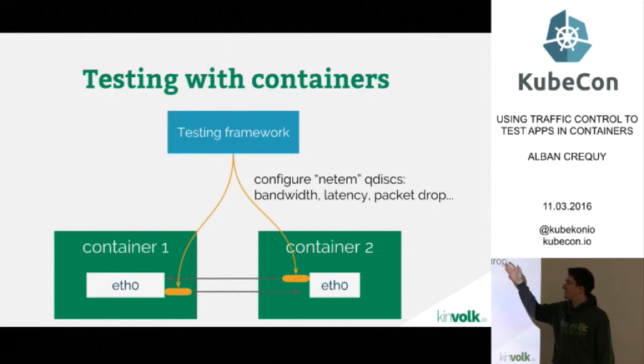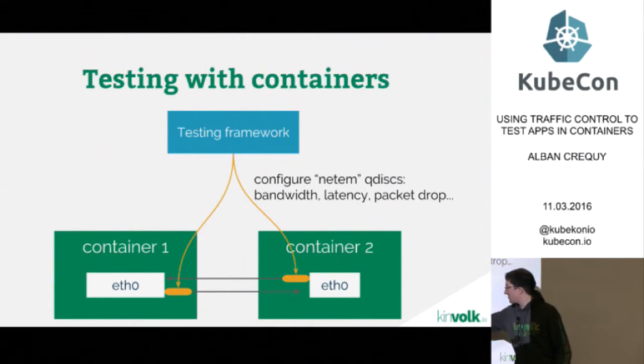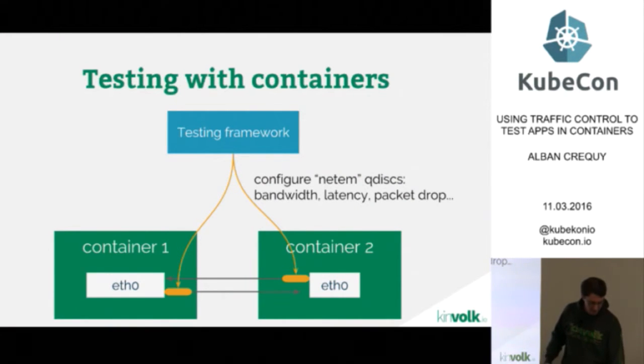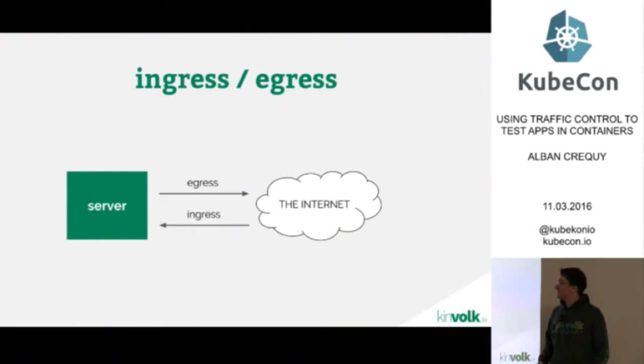I would like to have a testing framework which is able to configure the queuing discipline on different containers. I can choose to have the network emulator queuing discipline with some property, some limit of bandwidth, for example, and have different properties on other containers. Here in this example, I show the egress traffic going out from the interface. It could be nice to change the properties of the traffic both for ingress traffic and egress traffic.